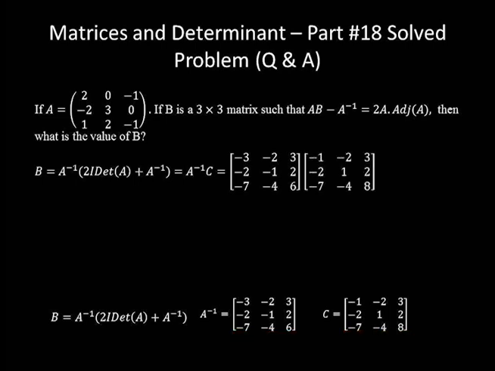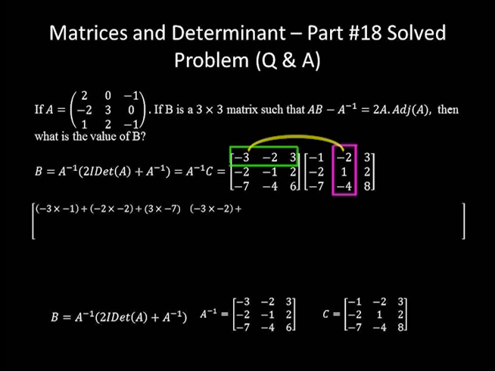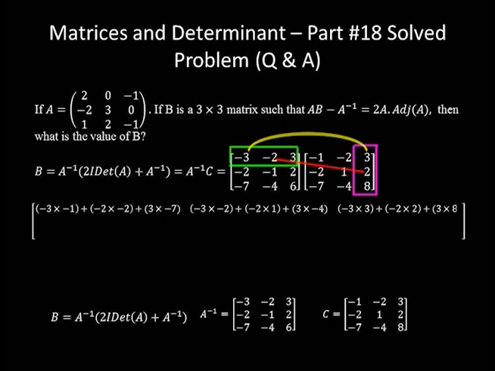To find row 1, column 1 entry, we have to multiply row 1 of A inverse with column 1 of matrix C. Negative 3 times negative 1 plus negative 2 times negative 2 plus 3 times negative 7. Row 1, column 2 element is the product of row 1 of A inverse with column 2 of matrix C. Negative 3 times negative 2 plus negative 2 times 1 plus 3 times negative 4. To determine row 1, column 3 entry, multiply row 1 of A inverse with column 3 of matrix C. Negative 3 times 3 plus negative 2 times 2 plus 3 times 8.